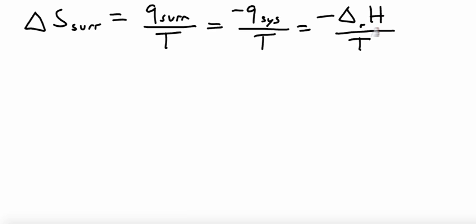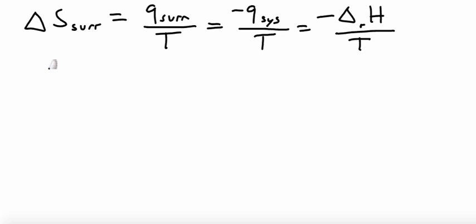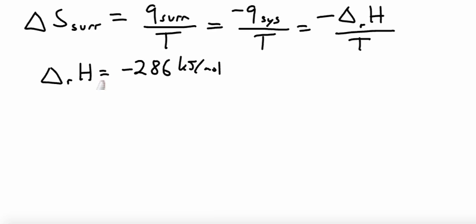Okay, let's go back and see what reaction we're dealing with. You might notice that this reaction is the heat of formation reaction for water. We're making water from its elements. So we can just look this up. So we can see the heat of the reaction, when we look it up in a reference table, is equal to a negative 286 kilojoules per mole. So that's the heat of reaction for the system.